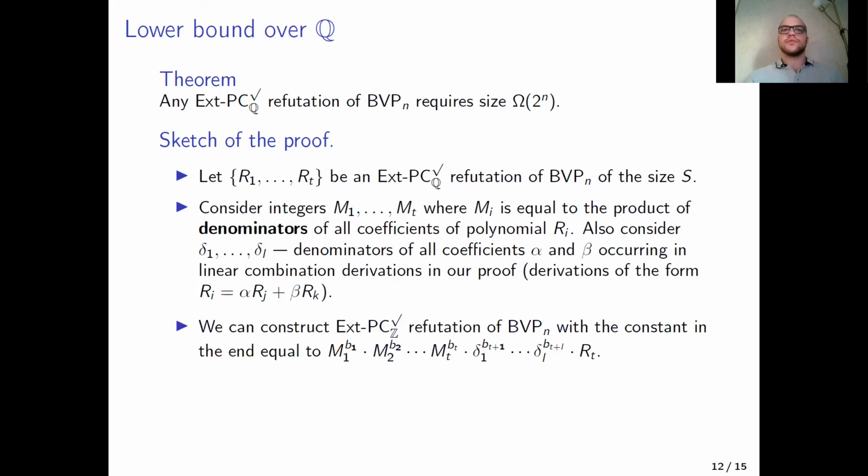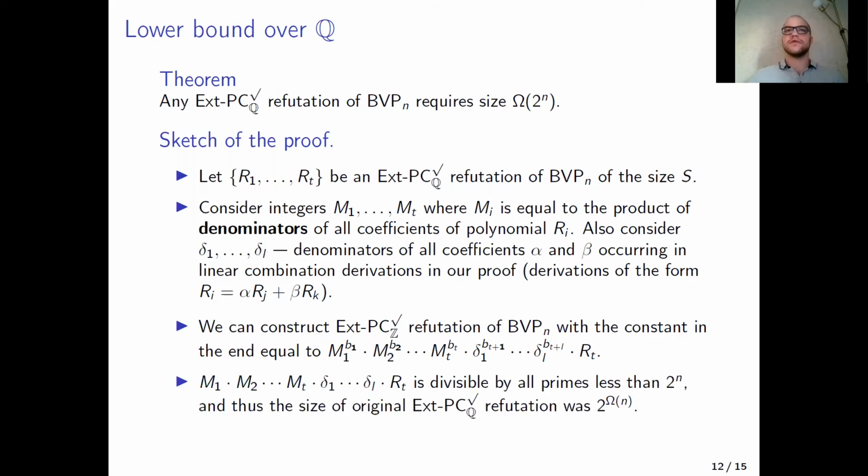So the main idea is that we can construct the refutation over integers, where the constant in the end is equal to the constant in the end of the original proof multiplied by some product of those constants m or delta. The proof of this fact is rather technical. All we need to do is to precisely translate each line of the proof, multiply it by the proper constant, and by induction we can get this fact.